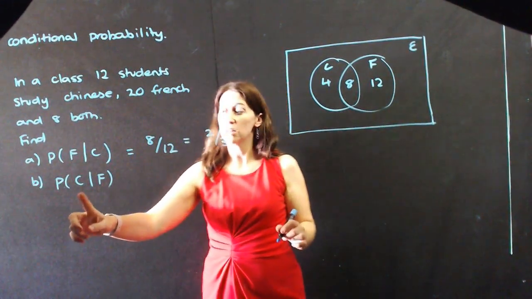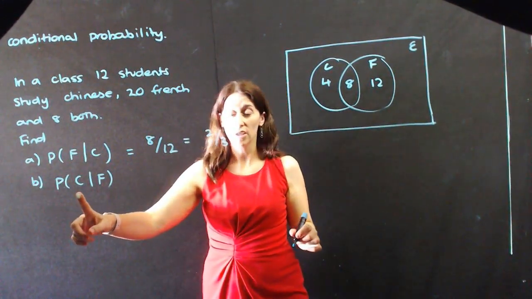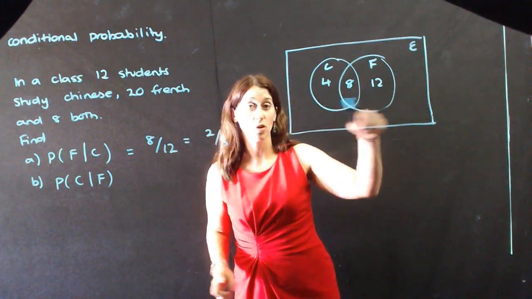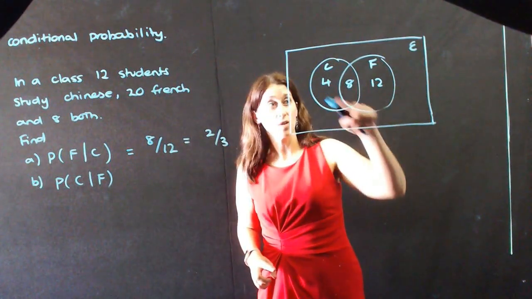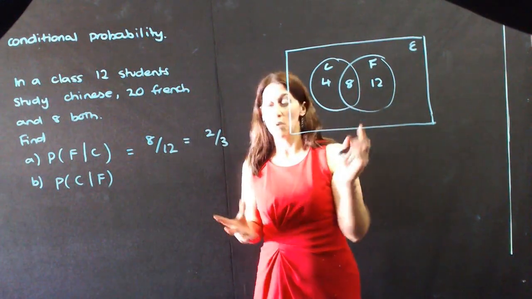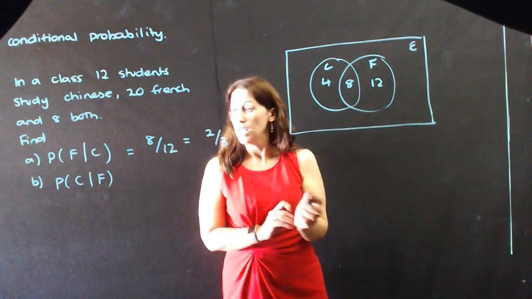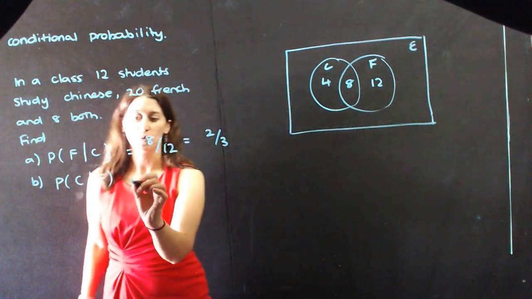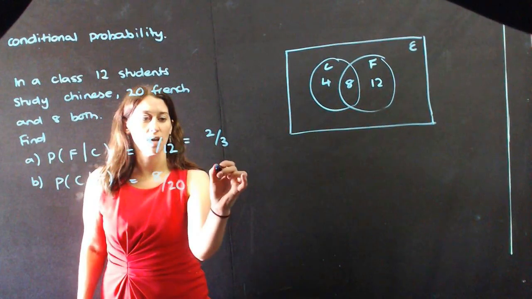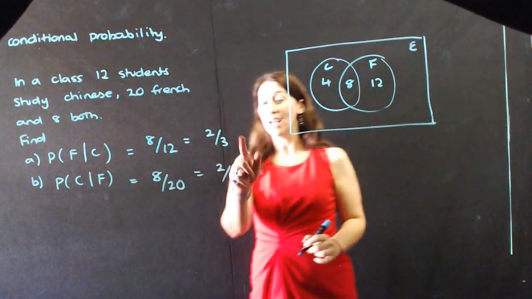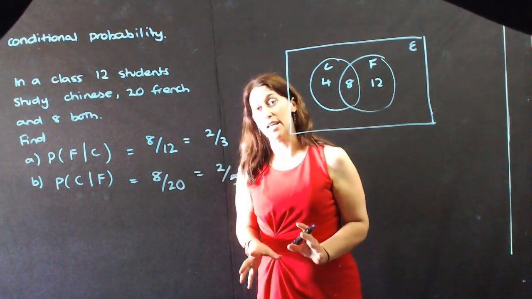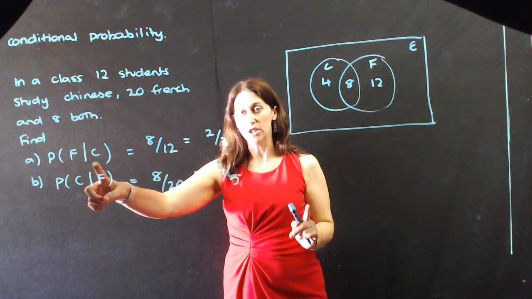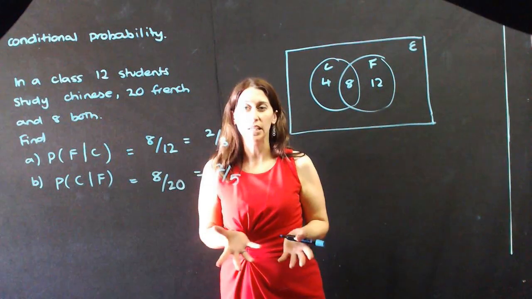Let's have a look at this. What's the probability that a student studies Chinese given the fact they study French? So we're only interested in this circle here for French. In this circle, there are only 20 students, so our probability will be out of 20. The probability they study Chinese is now 8 out of 20, which cancels down to 2/5. As we can see, these two are not the same, so you really do need to be careful which one is the given condition, because that will tell you what your probability will be out of.